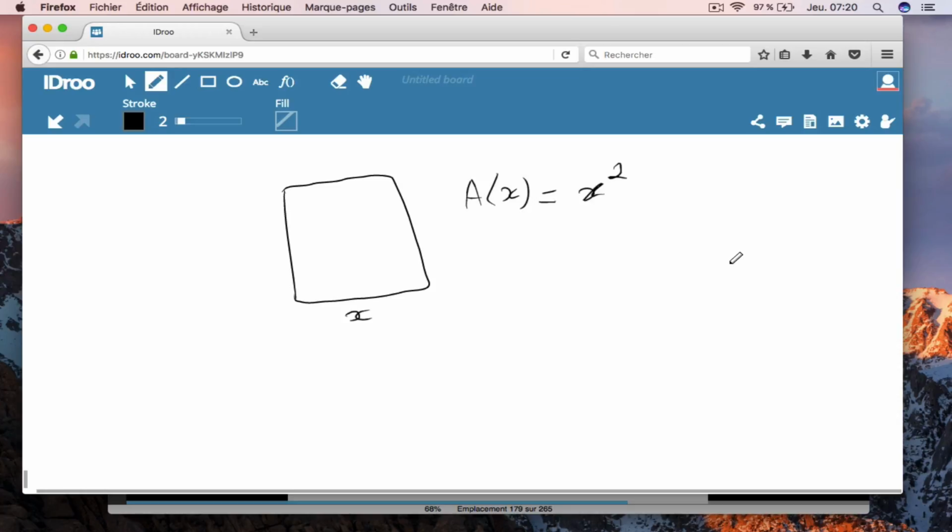positif. So let's compute some of this. We've got x here and we've got x to the square here.